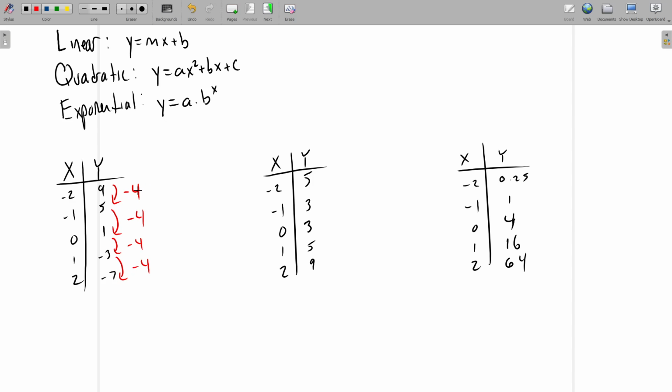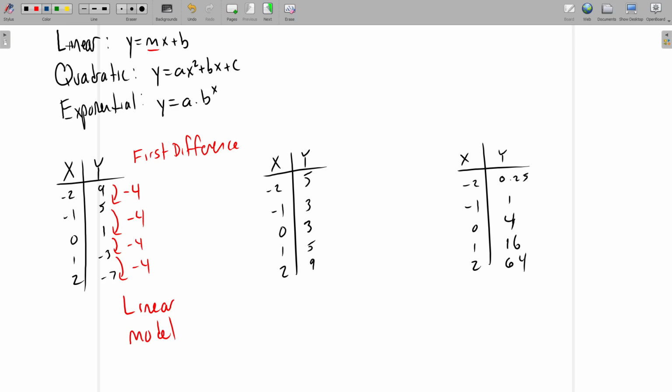Alright, so what we've identified is that we are doing the same thing each time. So this is called a first difference. Right? And this constant change in the y value is correlated to the constant change of a slope. So when we see this happen, when we see this first difference, this represents a linear model.